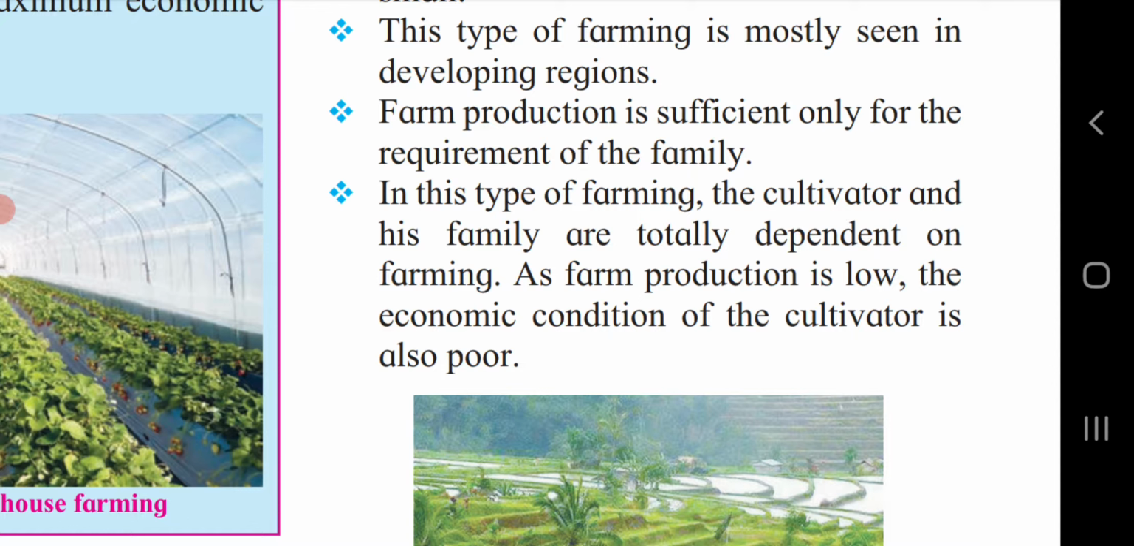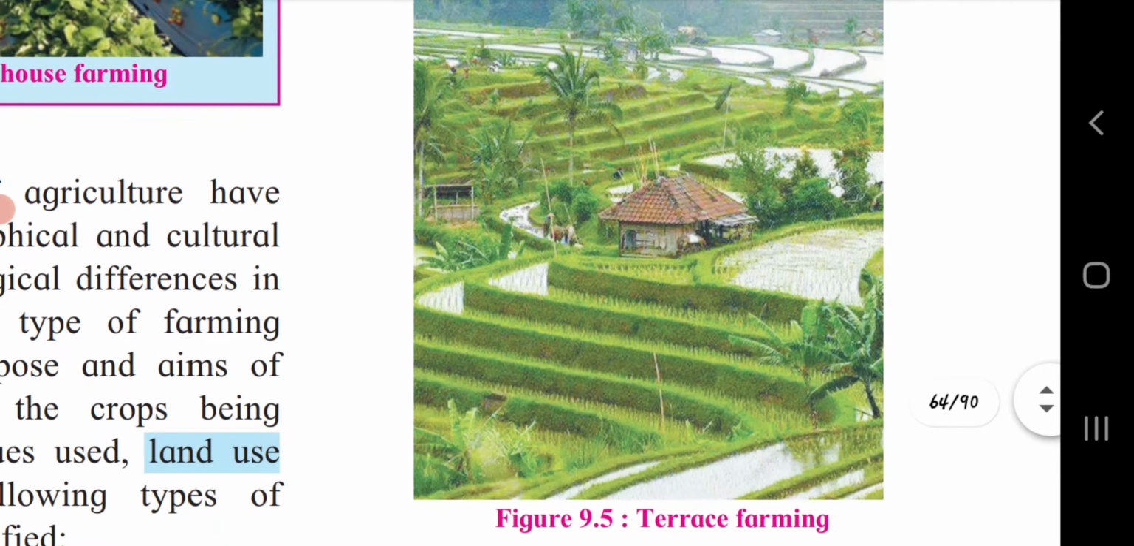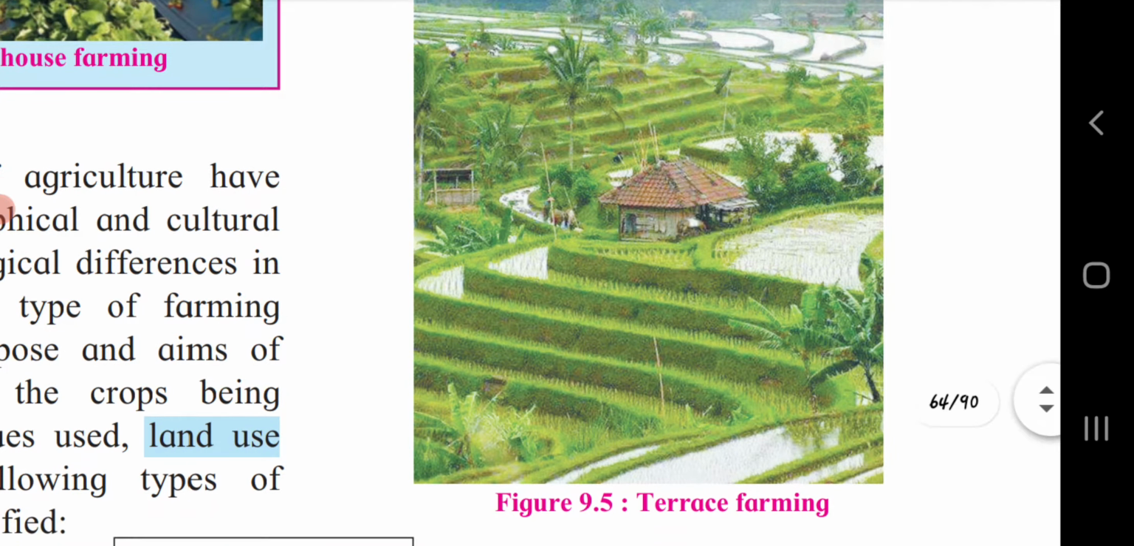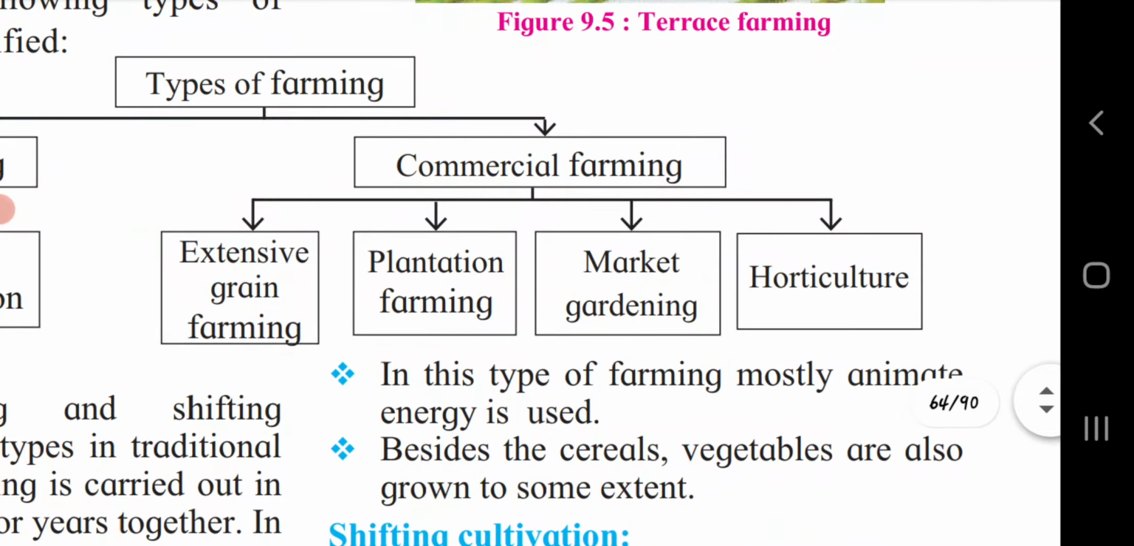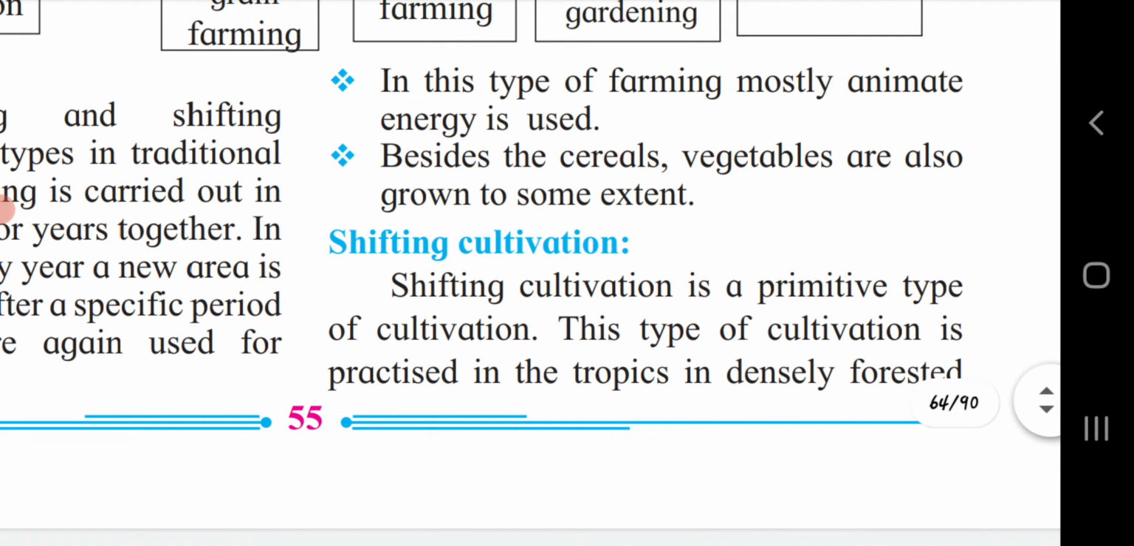In this type of farming, the cultivator and his family are totally dependent on the farming. As farm production is low, the economic condition of the cultivator is also poor. Means the farmers who are doing intensive farming will also be poor. Besides the cereals, vegetables are also grown to some extent.